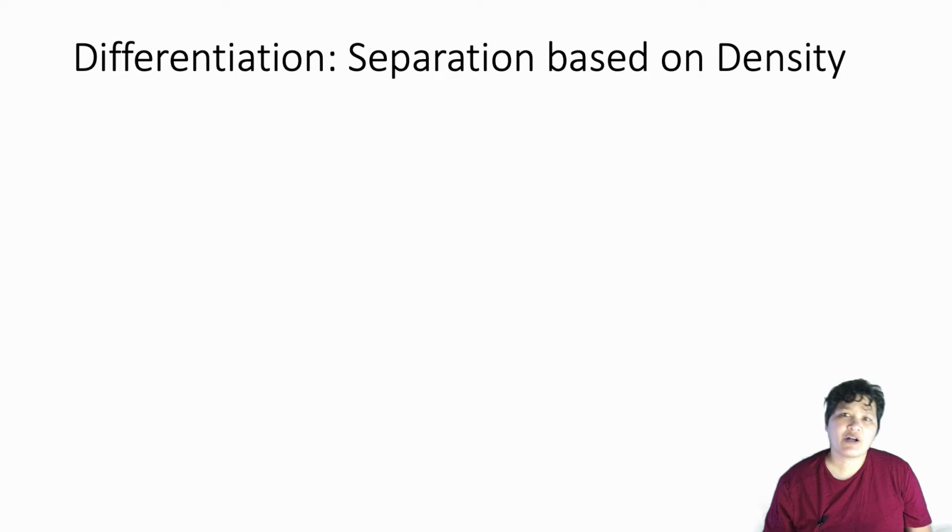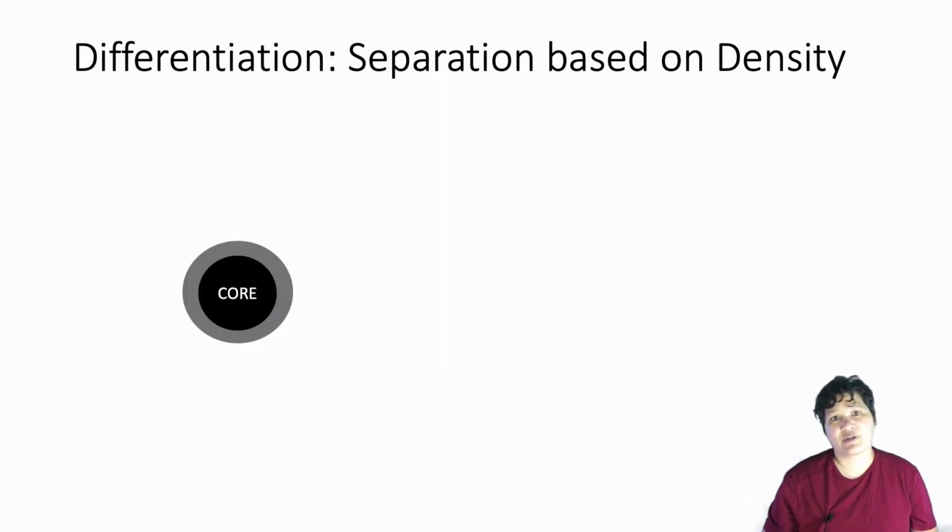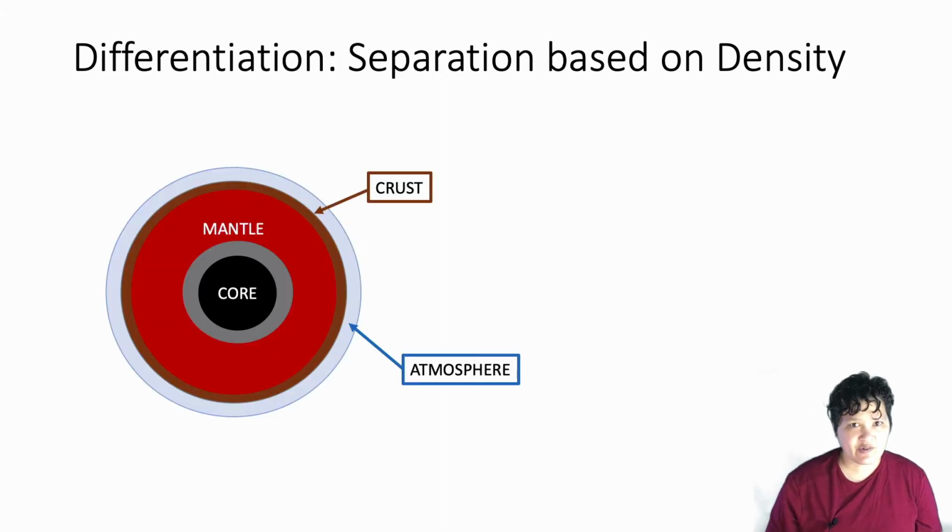So earlier you watched a video on differentiation, which is basically a separation based on density. The denser materials sink to the core of the planet, while the less dense ones rise to the surface. And that, for example, is why the core of the Earth is made of iron, nickel, and other heavy metals, while the layer closest to outer space is composed of gases.